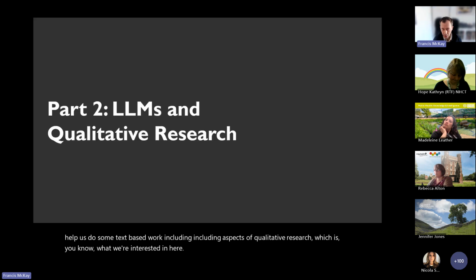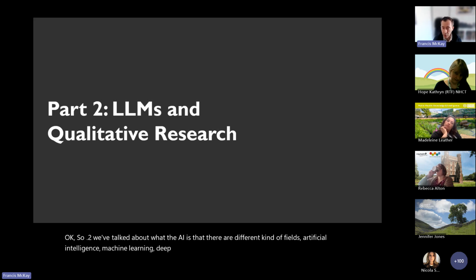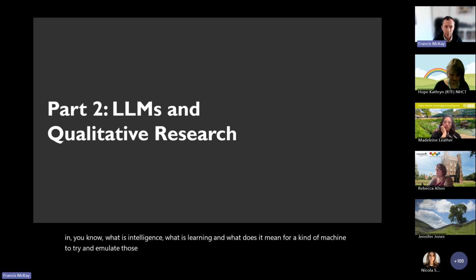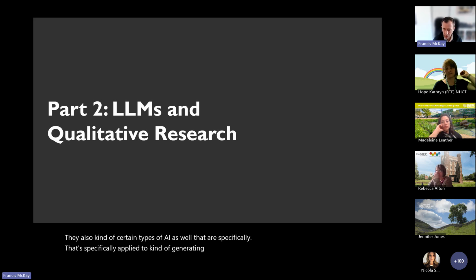Okay, so point two, we've talked about what AI is, that there are different fields: artificial intelligence, machine learning, deep learning, and generative AI. But you can understand them in terms of what is intelligence, what is learning, and what does it mean for a machine to try and emulate those processes. There are also certain types of AI that are specifically applied to generating text. And that's where it comes in as useful for qualitative research.